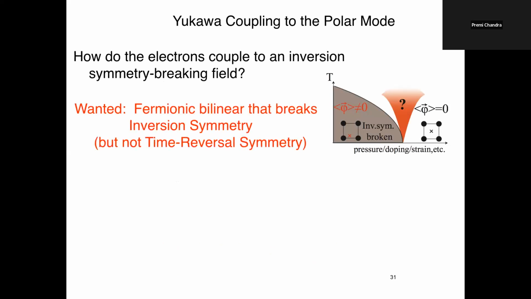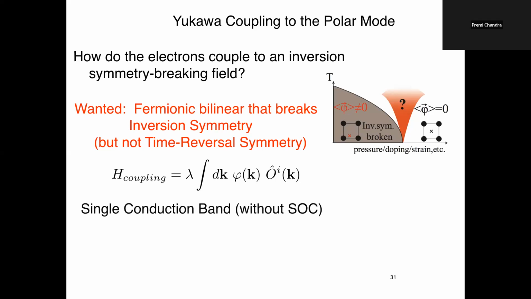So what we want is a fermionic bilinear that breaks inversion symmetry, but not time reversal symmetry. We're going to assume for the moment, because, for example, in strontium titanate and barium titanate, that we don't break time reversal symmetry, but we do break inversion symmetry. How do we do that? So we want to postulate a coupling that looks like this. Let's start simply. Let's assume that we have a single conduction band. And let's ask, what do we need from this fermionic bilinear?